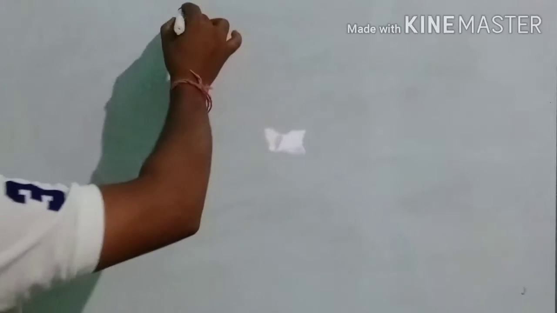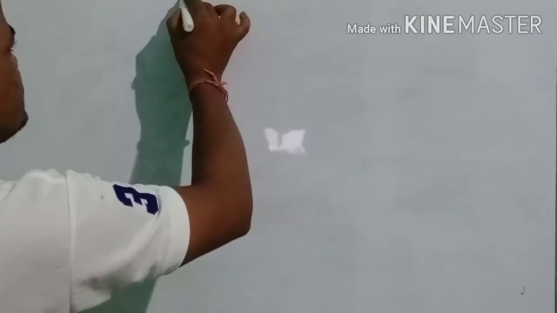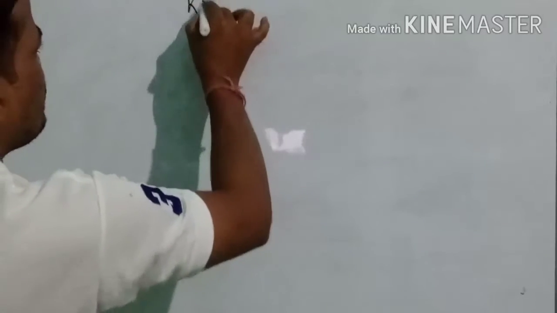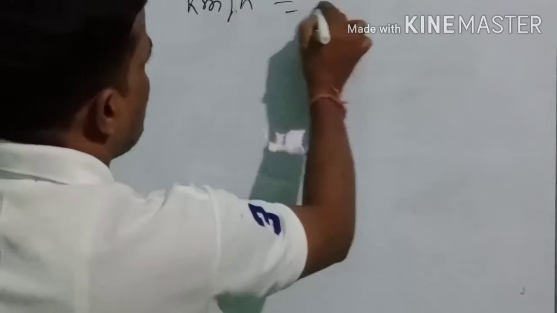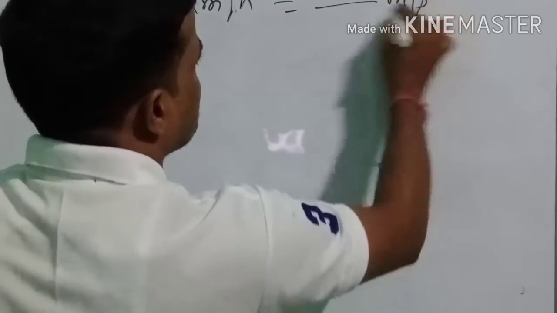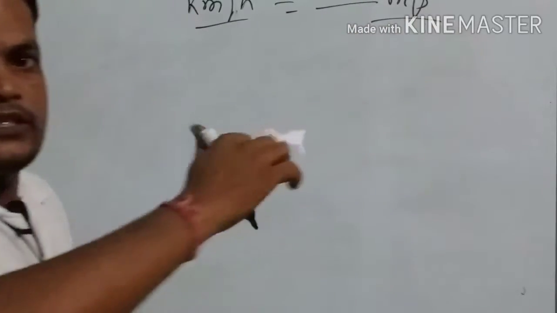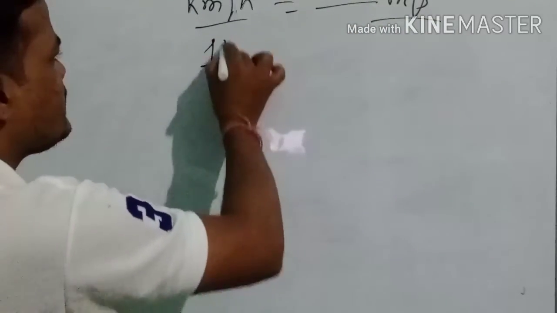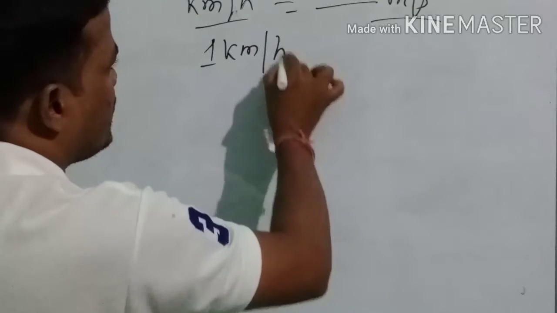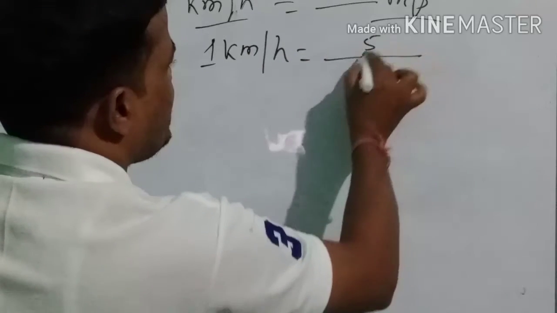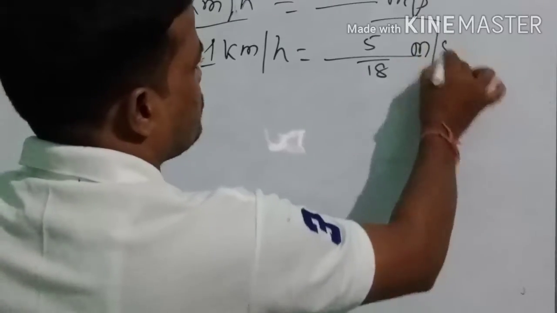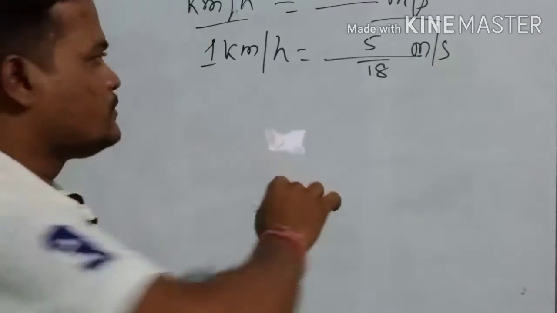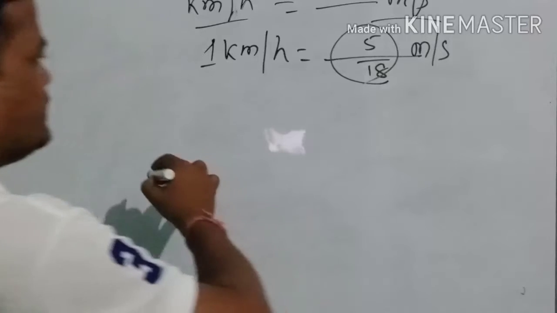Let us see. We know that kilometer per hour to meter per second. How to convert? Suppose 1 kilometer per hour is equal to 5/18 meter per second. But how does this become 5/18?